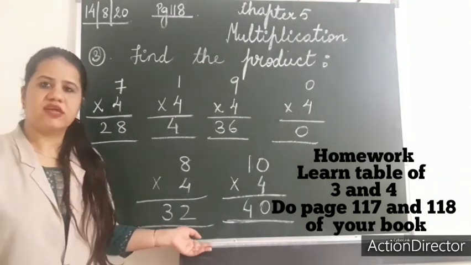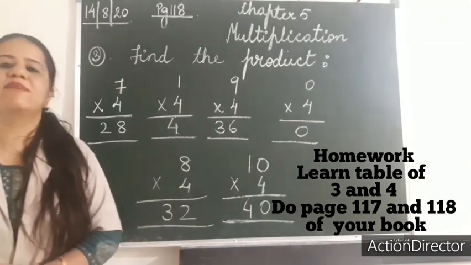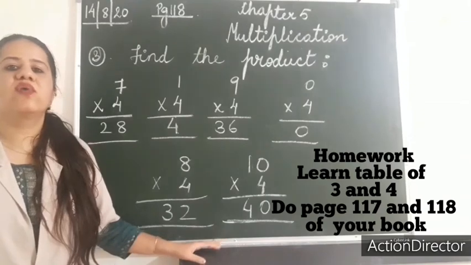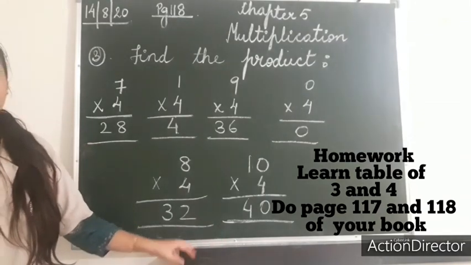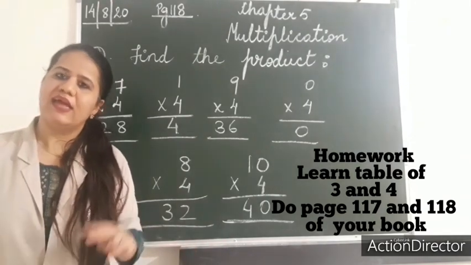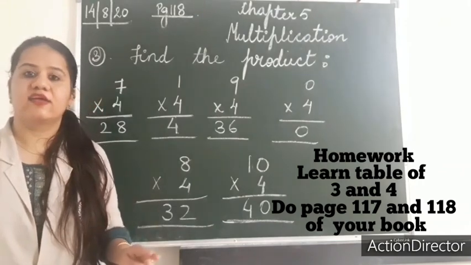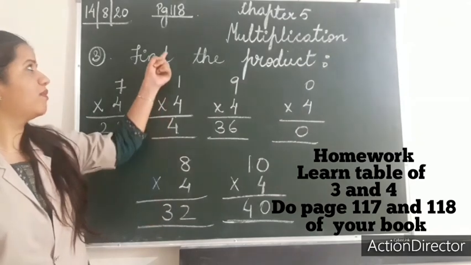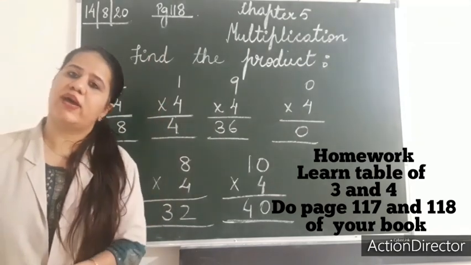Okay kids. Finished? Yes. So now we have come to the end of today's maths work. So what you have to do? You have to learn the table of 3 and 4 and you have to do these 2 pages, that is page number 117 and 118.